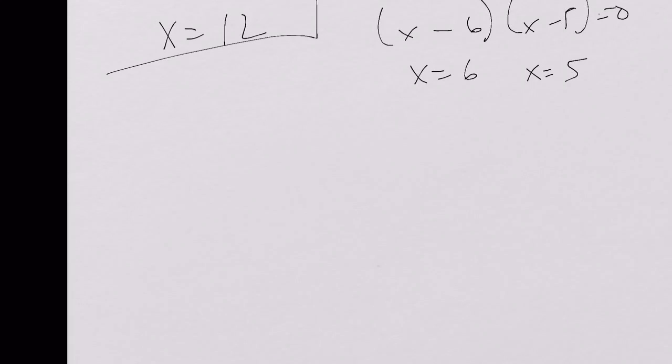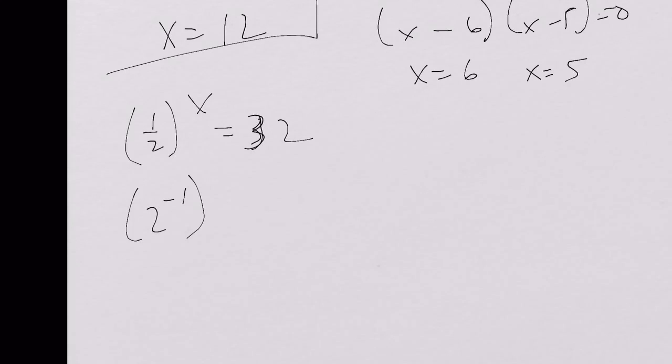The last one had that fraction in it. It was (1/2) to the x equals 32. Again, powers of 2 may pop up a lot, but 1/2 is the same thing as 2 to the negative 1, and 32 is the same thing as 2 to the 5th.